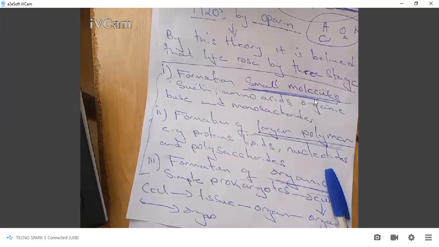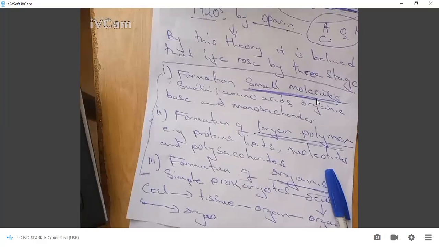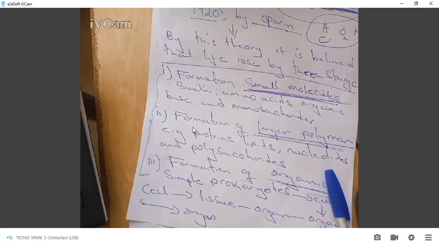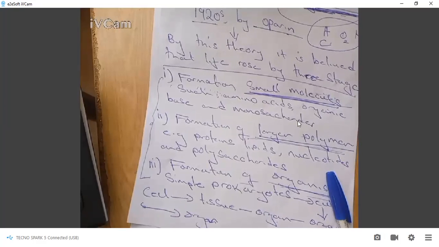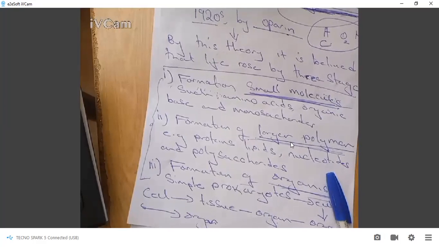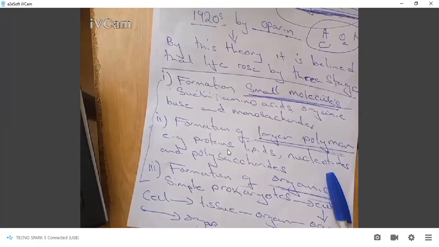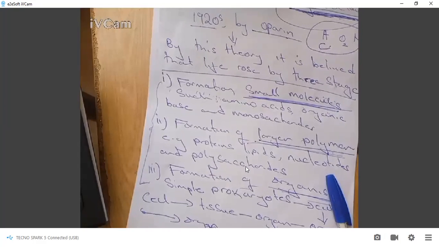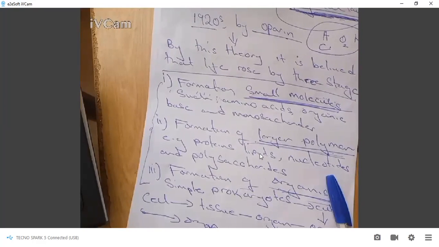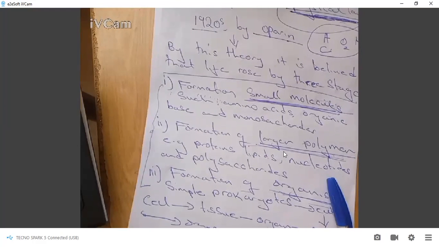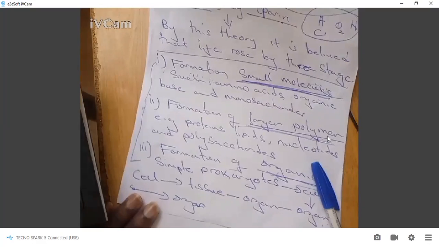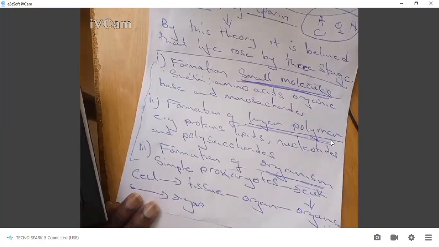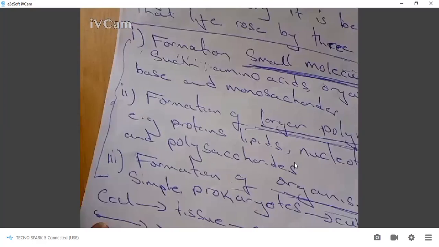One, formation of small molecules was the first. Two, formation of large complex molecules. Therefore, the small molecules condensed together to form the large ones, like amino acids coming together to form proteins, monosaccharides coming together to form polysaccharides, organic bases giving us lipids and nucleotides altogether. Then after that, these large polymers gave us organisms.